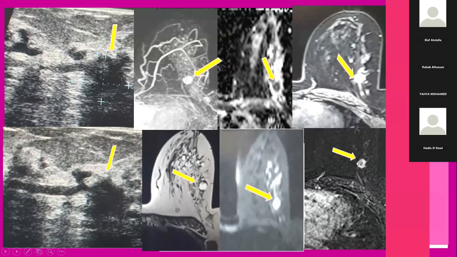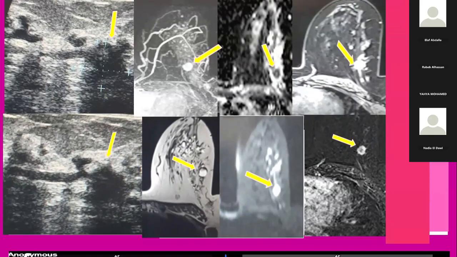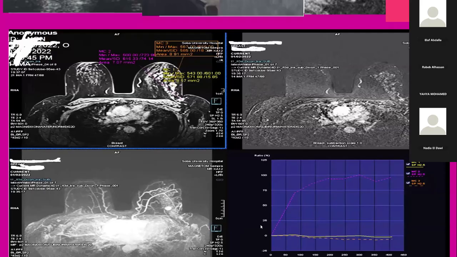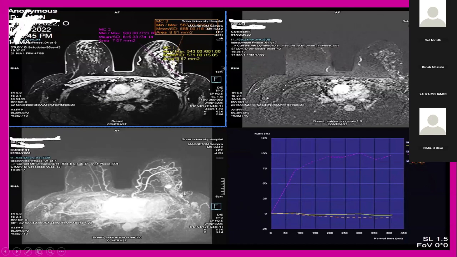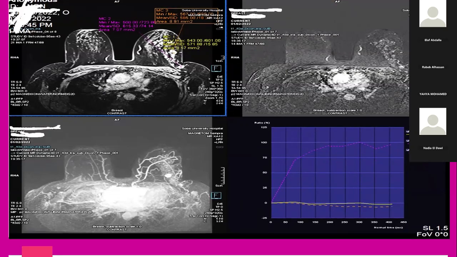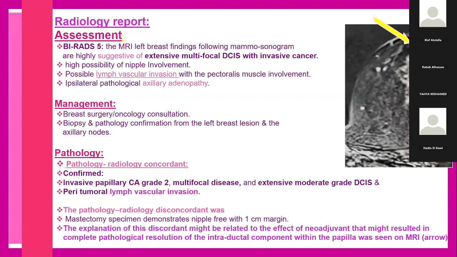And it demonstrates rim enhancement. It was so bright on T2, which is unusual for a malignant breast lesion to be bright on T2. And this is the kinetics for the index lesion, demonstrating plateau kinetics.